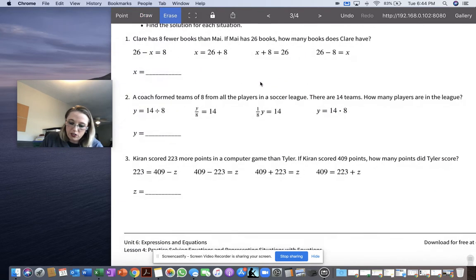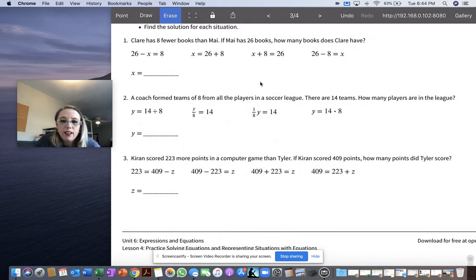So now number 2. A coach formed teams of 8 from all the players in the soccer league. There are teams of 14. How many players are in each league? So when you have questions like this, where you have a certain number of things and then another group of things that's going into that certain number of things, you're always going to have division, okay? So think about this one for a second.